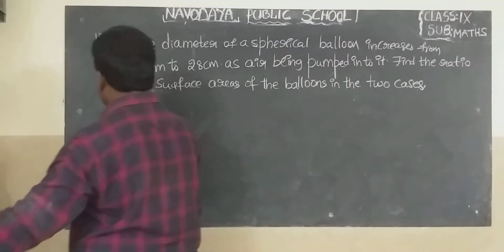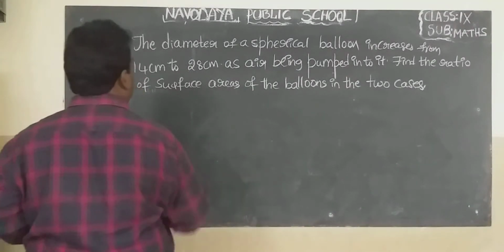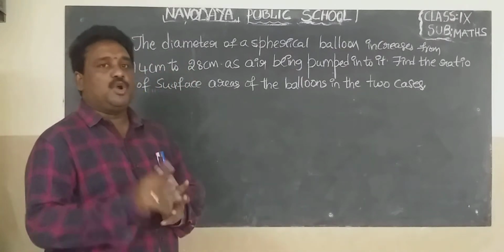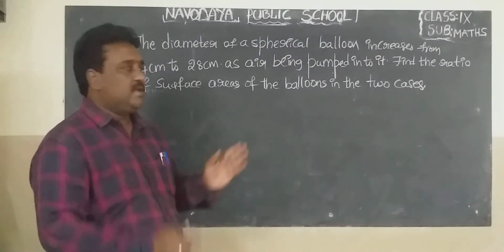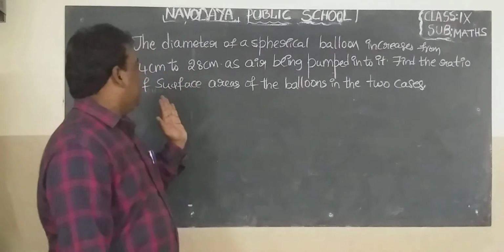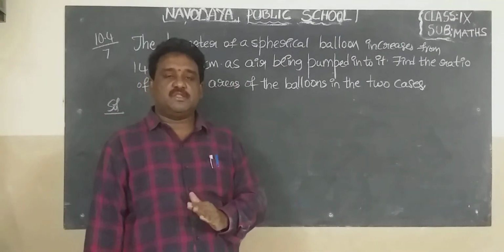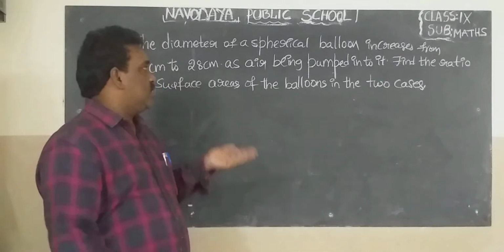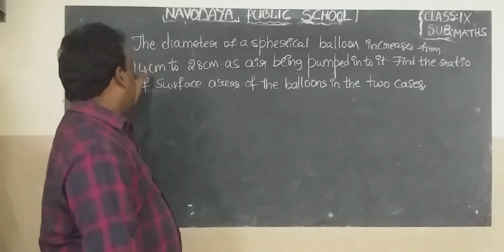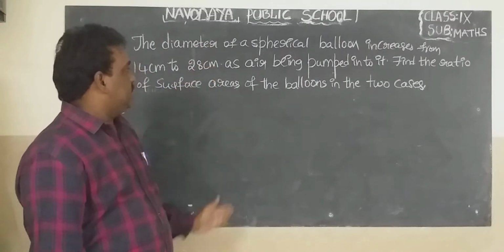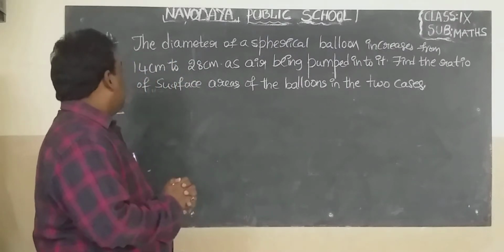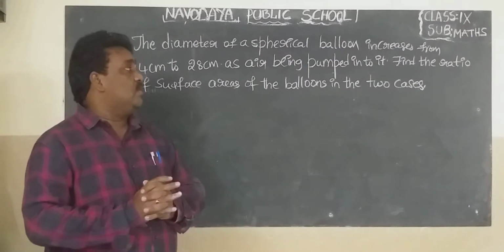So see the problem once, write the problem and see the problem. What is there in the problem? The diameter of a spherical balloon. The problem is about a balloon which is in spherical shape. The diameter increases from 14 centimeters to 28 centimeters as air is being pumped into it. Okay, the size of the balloon increases. Find the ratio of surface areas of the balloons in the two cases.